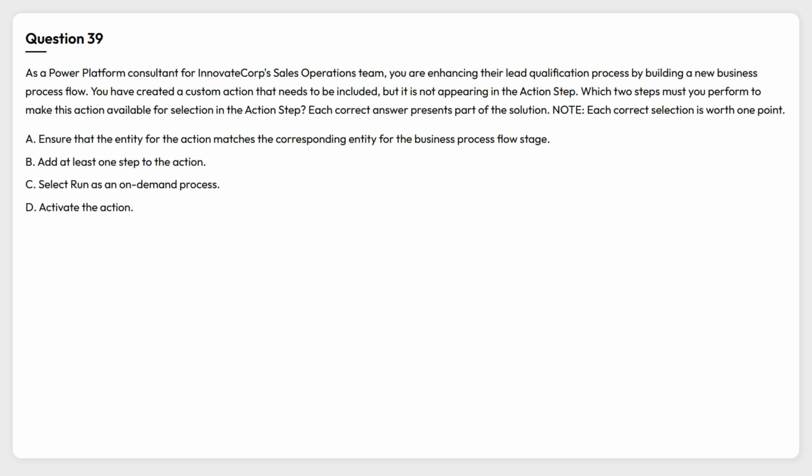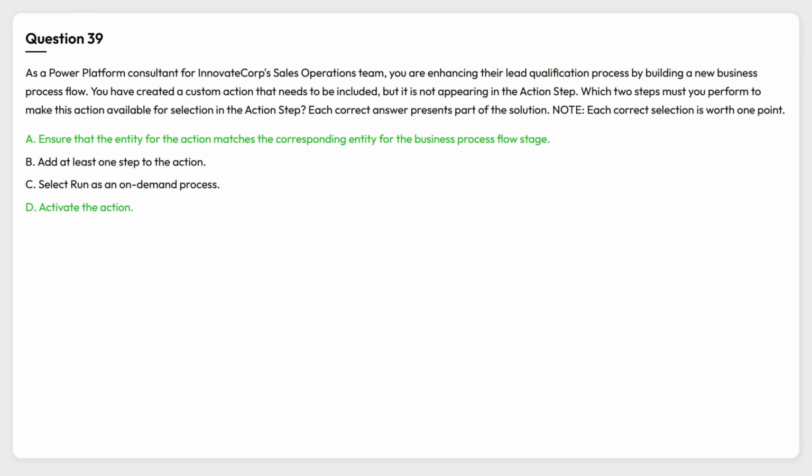Option A. Ensure that the entity for the action matches the corresponding entity for the business process flow stage. Option B. Add at least one step to the action. Option C. Select Run as an on-demand process. Option D. Activate the action.